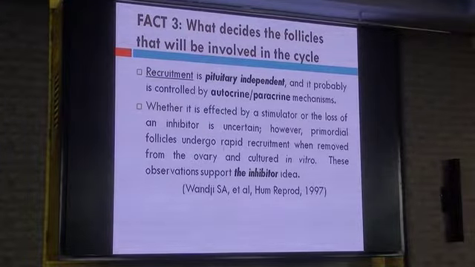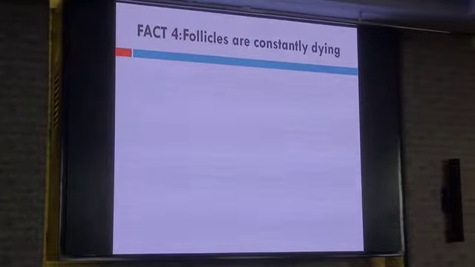A very interesting study, published in Human Reproduction in 1997, inclined towards the inhibitory theory rather than the stimulatory one, because they took primordial follicles and cultivated them in vitro, and they noticed that once outside of the real ovarian tissue and the body environment, they went into real rapid recruitment. It was estimated to be 7-fold as speedy as in the normal human body. Fact number 4: follicles are constantly dying.